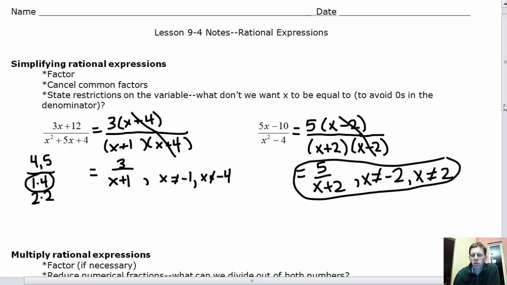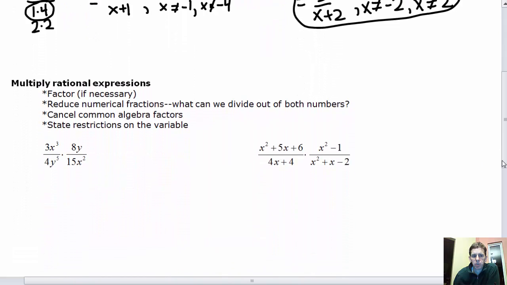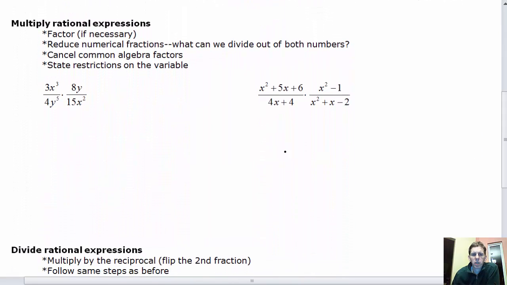Now let's take a look at what happens when we multiply rational expressions. When we multiply rational expressions, we're going to factor if necessary, reduce numerical fractions, think of what we can divide out of each number, cancel common algebra factors, and state restrictions on the variable. There's nothing to factor at this point. We do have numerical fractions that can be reduced. 3 over 4 cannot be reduced, nor can 8 over 15.